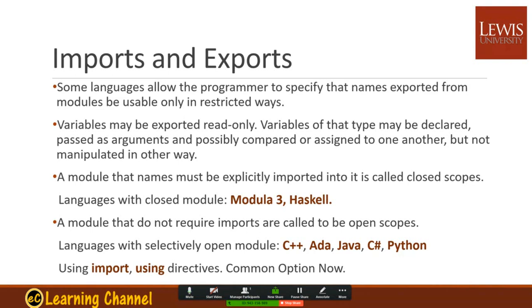For example, in Java, the Math functions, Math.random or Math.abs for absolute value, you actually don't need to import. You just use the class name, and then you can use that function. That is called the open module, but actually it's only limited. Not every function or module can be used in that way. Using import and using directive is a common option now in many different languages.